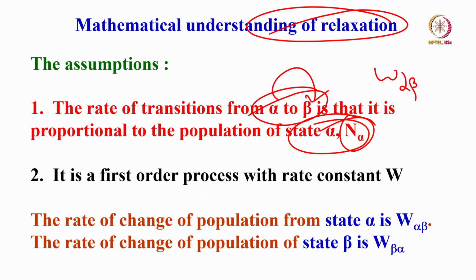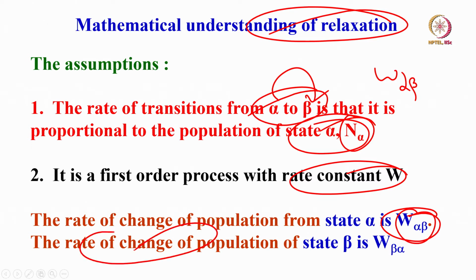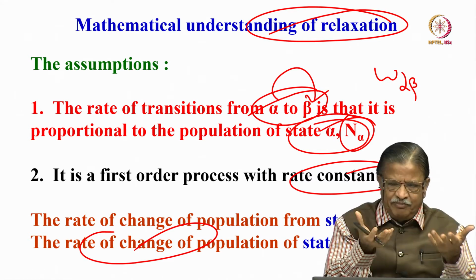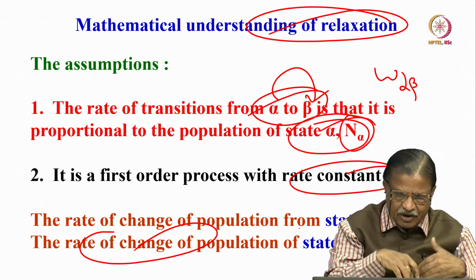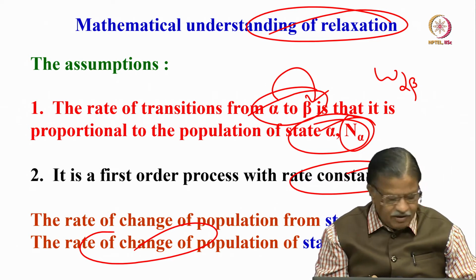Okay, rate of transition. Similarly, the first order process is with the rate constant W. It is a first order process. The rate constant is W. The rate of change of population from the alpha state to beta is W alpha beta. The population shifting from alpha has to go to beta, that I consider as rate alpha beta. Similarly, the rate of population change from beta to alpha, I will call it W beta alpha.